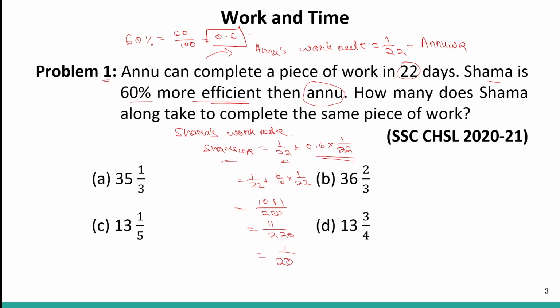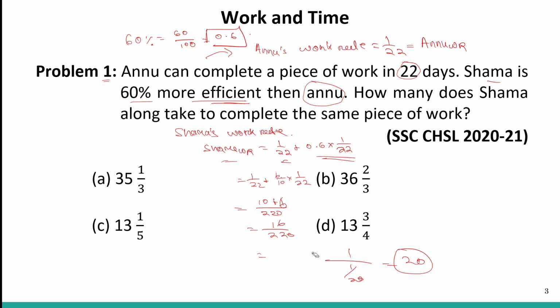Sama's work rate is 1 by 20. So how many days does Sama take to complete the same piece of work? It will be the reciprocal of this number, 1 by 20, that is equal to 20. Okay, I have made a slight mistake here. It is 6 right here. So it is not 11, it is 16.